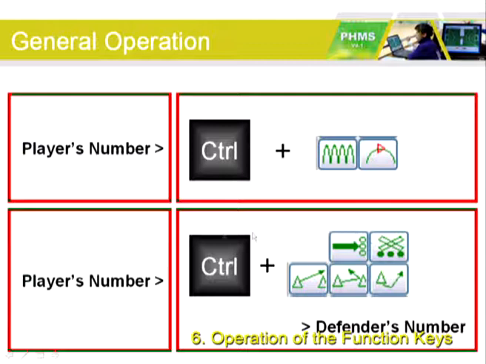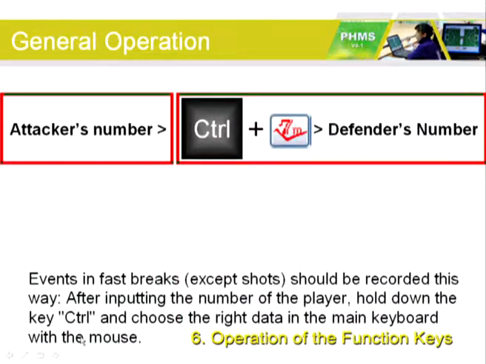We must pay attention to this. Control and the function keys must be pressed and clicked at the same time. Just press control and hold down the control key and at the same time click such kind of function keys. We can see that later by the examples. This is for the 7-meter chance. It's also the same. Attacker's number first, and hold down the control key and click the 7-meter chance function key at the same time. And then we can release the control key and click the defender's number.